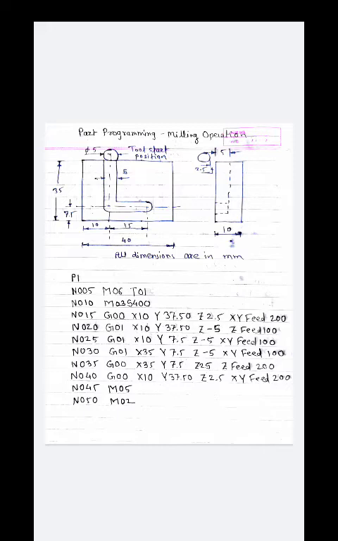Here our tool is at the initial position. Now we are going to give a cut by lowering the Z axis. Next is N020, G01, which is for linear interpolation, X10, Y37.50, Z minus 5, Z feed 100 mm per minute.